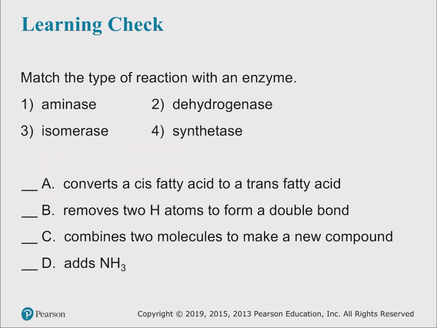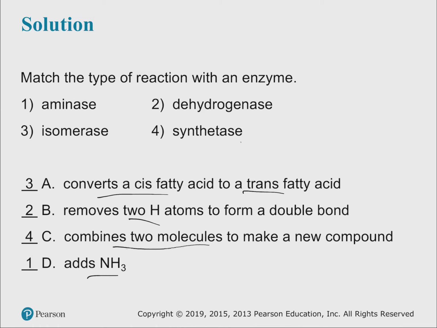All right, so I would pause the video, give this a shot. Hopefully you didn't get any of these wrong. An amino dehydrogenase should be removing hydrogen. Isomerase, cis to trans. Synthetase combines 2 molecules. So synthetase would be not unlike a ligase also if it used energy.